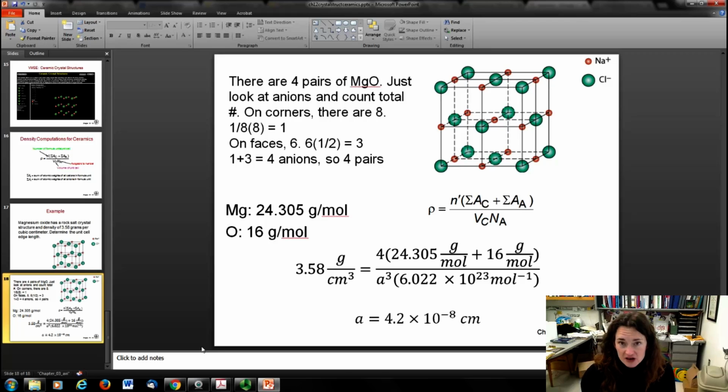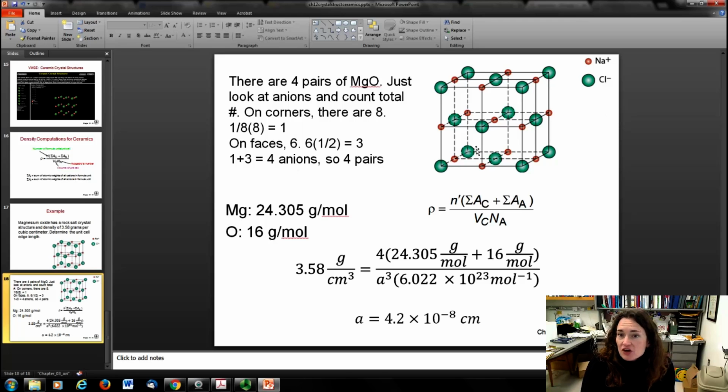That's the number of pairs or number of formula units that are in here. Now, what I did here is just look at the anions, the green here, and count the total number. If I look at the ones on the corners, there's 8 corners in a cube, so there's 8 of those, and I know that each corner atom is sliced so that inside the unit cell I only have 1/8 of each atom. So 1/8 for each atom times 8 corners, and I have 1 anion.